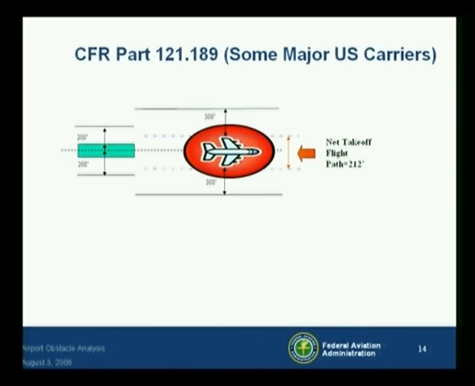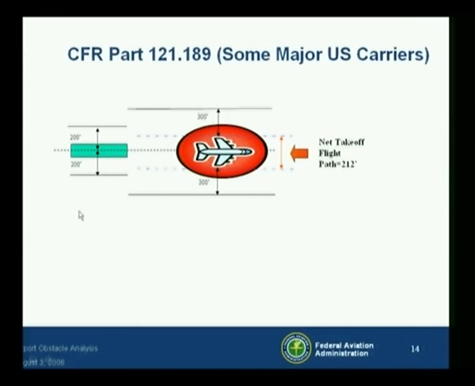carriers use solely this CFR guidance prescribed in Part 121.189, which requires a net takeoff flight path that clears all obstacles by at least 200 feet horizontally within the airport boundaries and by at least 300 feet horizontally after passing the boundaries. The green stripe here, of course, represents the runway, and the net flight path must provide clearance 200 feet either side of the aircraft. Now, the way the rule reads is the airplane flight path.